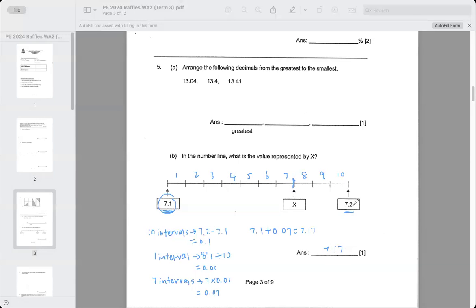Okay, so take note, always just find the difference between the two numbers and then you divide by how many intervals there are between the two numbers to find each interval. Okay, then if it's how many intervals, you just multiply and add back to the original number. Okay, so let's move on.